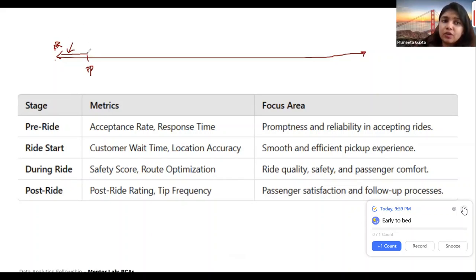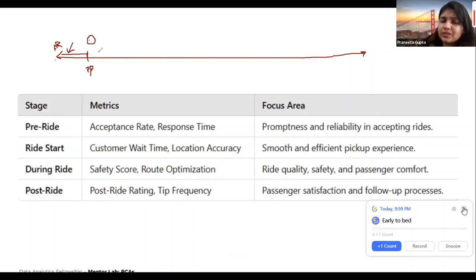Now, at the start, location accuracy also comes in here. Because the pickup point is here, the driver reaches somewhere and tells the customer to come. Driver is telling the customer that you walk till this place. So this location accuracy comes into the picture over here. Fine. Now anyway, everything is fine.